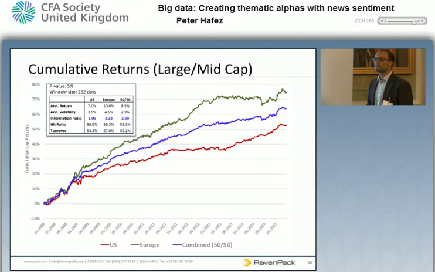How do you calculate hit ratio? Hit ratio is just days with positive returns as compared to the total number of days.